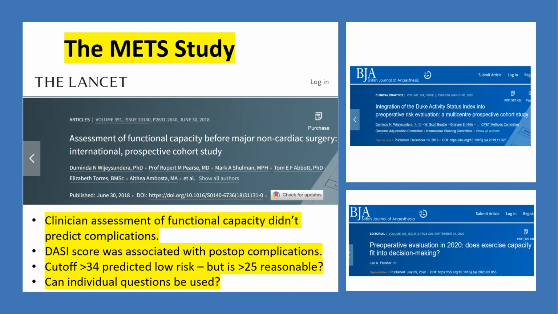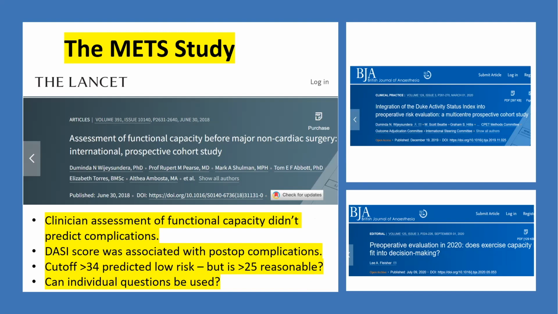When I looked at the numbers, and I showed you the DASI score before and the questions that are there, it's unlikely that the majority of patients that I would see would get 34 points or more, which really wouldn't help me then to say that they're at adequate exercise capacity. And looking at the outcomes and the percentages of complications in the METS trial, I thought that 25 was a better cutoff than 34, if you're willing to accept a slightly higher risk of complications of about 0.5% more. So I think 25 is okay, and that was echoed by Lee Fleisher in his editorial on the right side here in the article in the British Journal of Anaesthesia. So 34 is what they found in the study. I think 25 is reasonable.